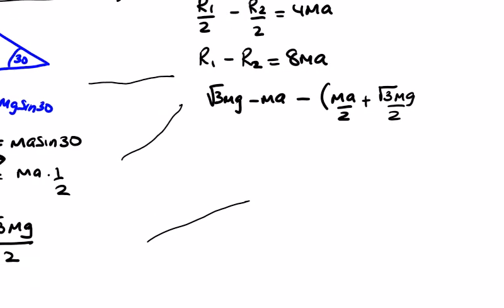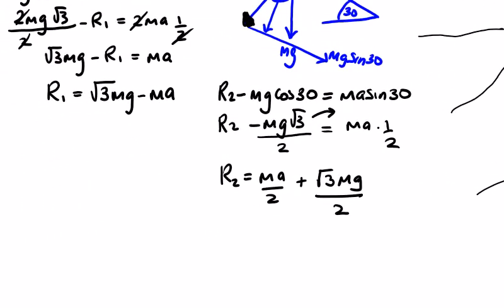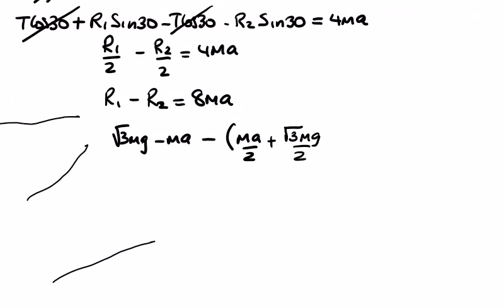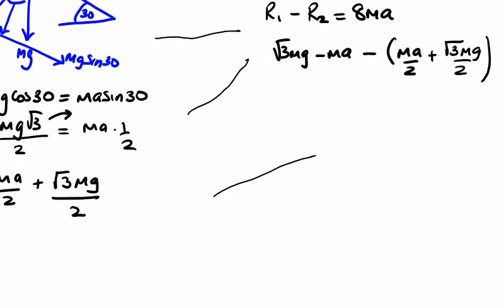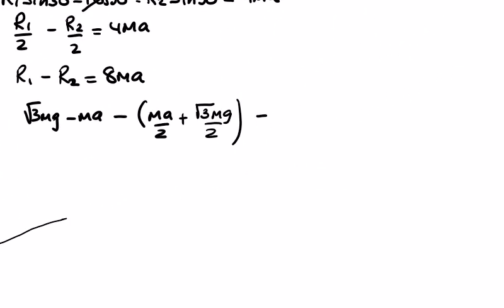That's the dog drinking our water. Let's just double check this. Root 3 mg minus ma is R1, minus R2, which are both plus, ma over 2 and root 3 mg over 2. Okay, I was getting distracted. 8ma.